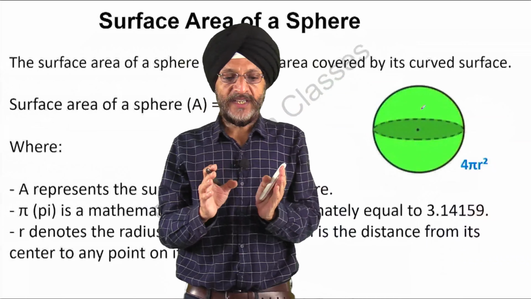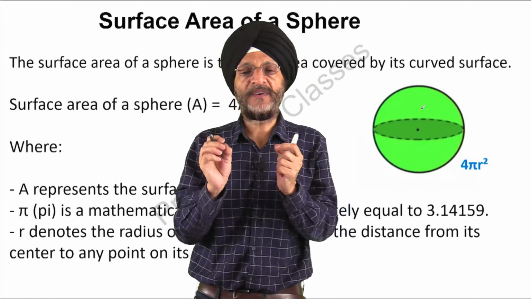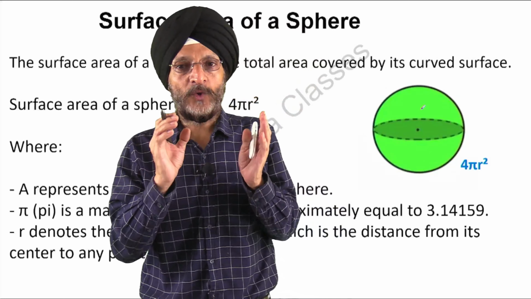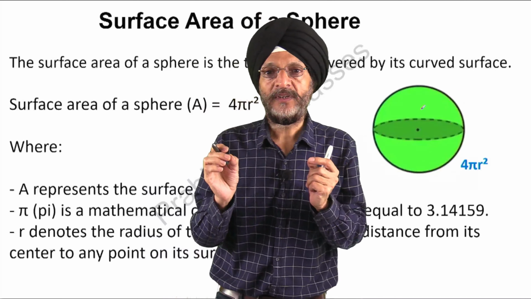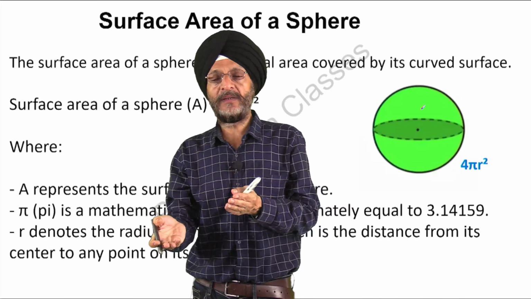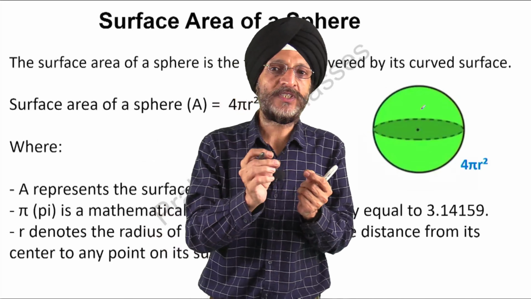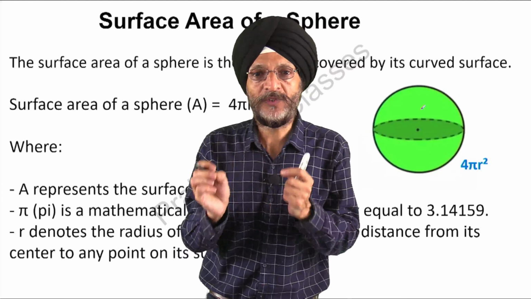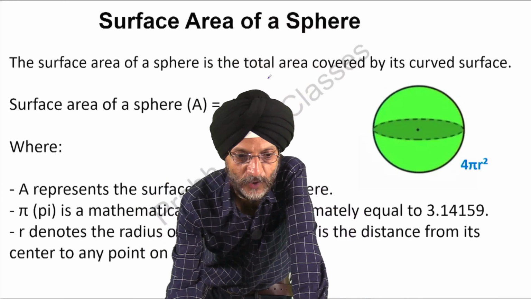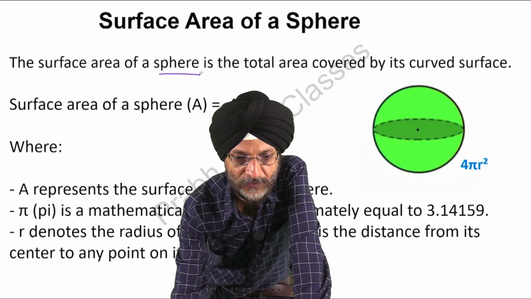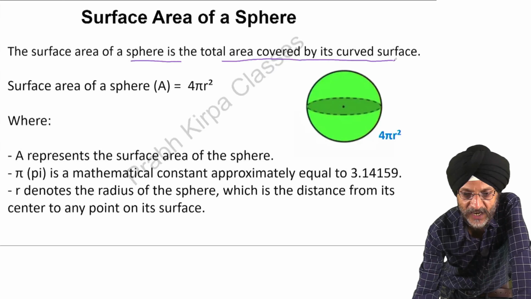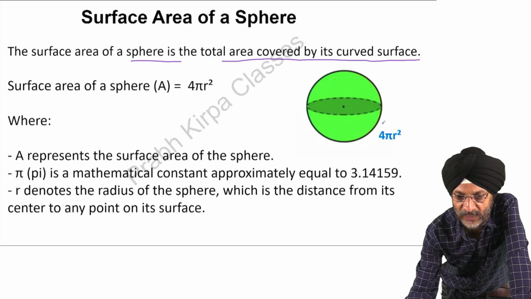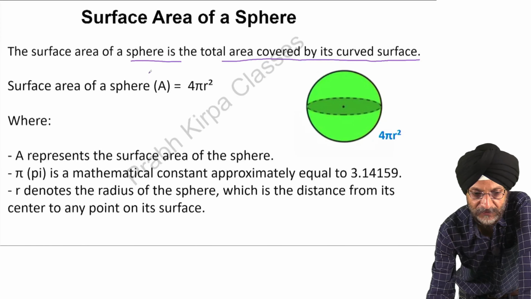Now we will understand the formula for calculation of the surface area of a sphere, because though we are doing the course on volume of a sphere, in the coming time we will discuss questions and examples which will also involve the surface area of a sphere. So we will also understand the surface area of sphere. The surface area of the sphere is the total area covered by its curved surface. This is the curved surface, the total area covered. This is the surface area of sphere.